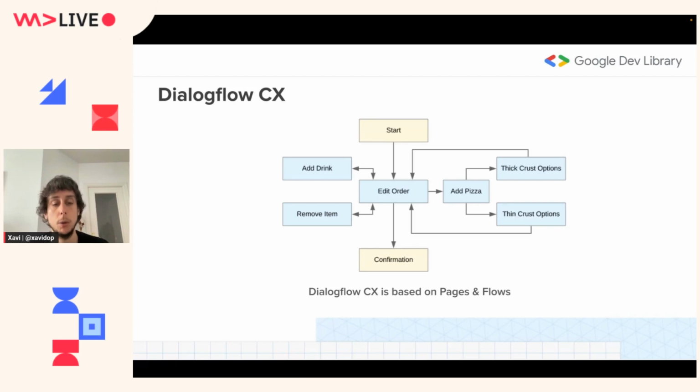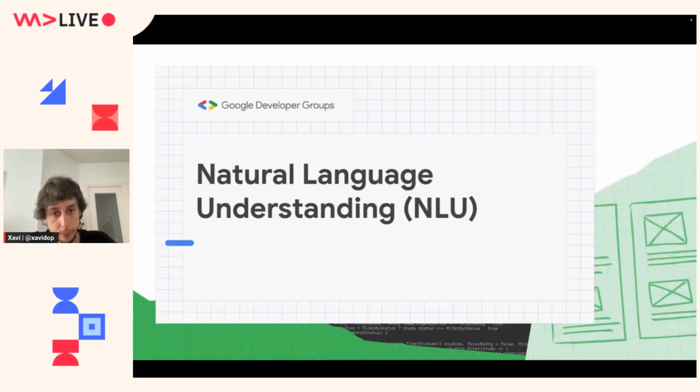Okay, so basically these are the two most important concepts in Dialogflow CX, which is flows, which is the highest top level. We will see it in action. And then pages, which are the states themselves, the small states within a flow.